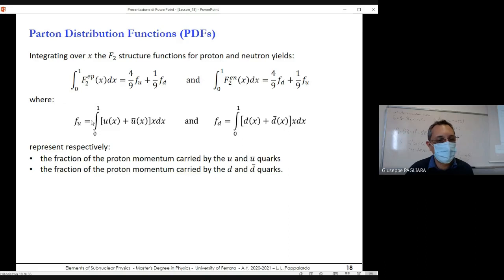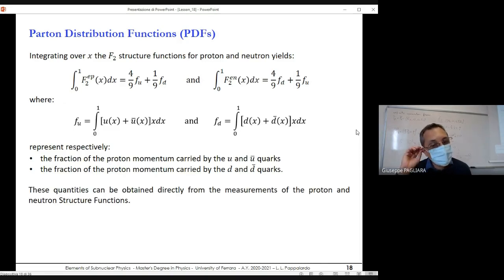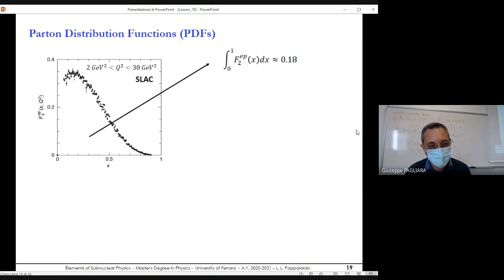So what is the physical meaning now of these two objects? Fu, which is defined this way, represents the fraction of the proton momentum carried by both up and anti-up quarks. And similarly, Fd represents the fraction of the proton momentum carried by both D and D-bar quarks. And these quantities can be obtained directly from measurement of the structure functions. In which way? Let me show you this.